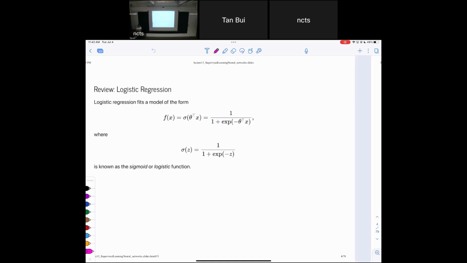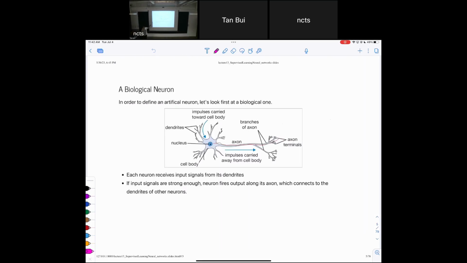Now we're going to look at a little bit of biological motivation for neural networks. This is our human neuron, one neuron. One neuron actually has a lot of things there. The key thing is that the dendrite connects with other neurons, and then the neuron itself has a nucleus and then the axon.